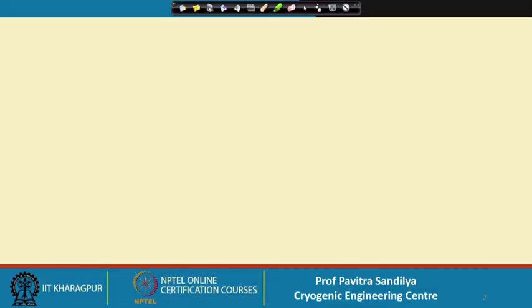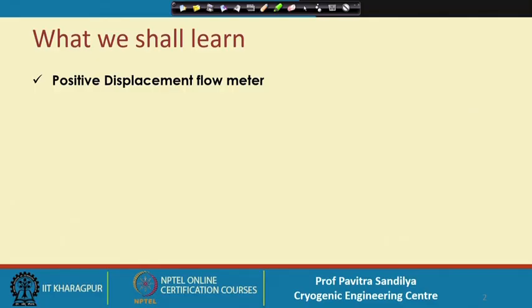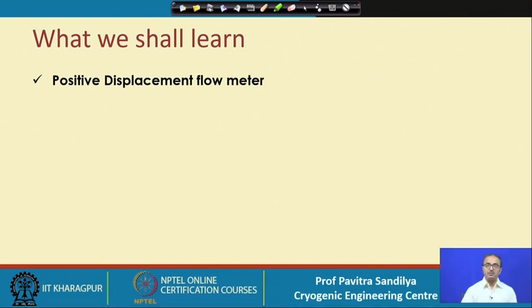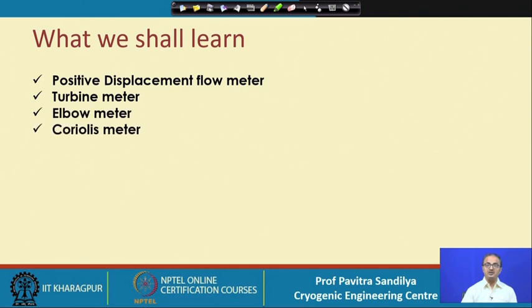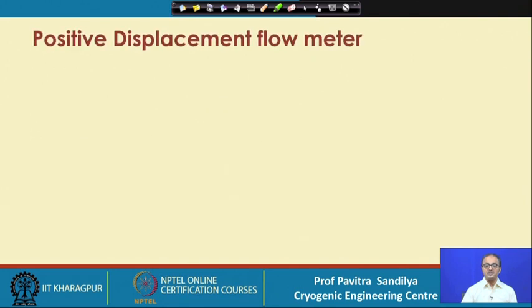Today we shall see the second part of flow measurement of the natural gas systems. As I told you in the last lecture, we shall be covering many meters. In this particular lecture we shall be looking into the rest of the meters which are used for flow measurement. First comes the positive displacement flow meter, then the turbine meter, elbow meter, Coriolis and ultrasonic meter. So, first let us look at the positive displacement flow meter.